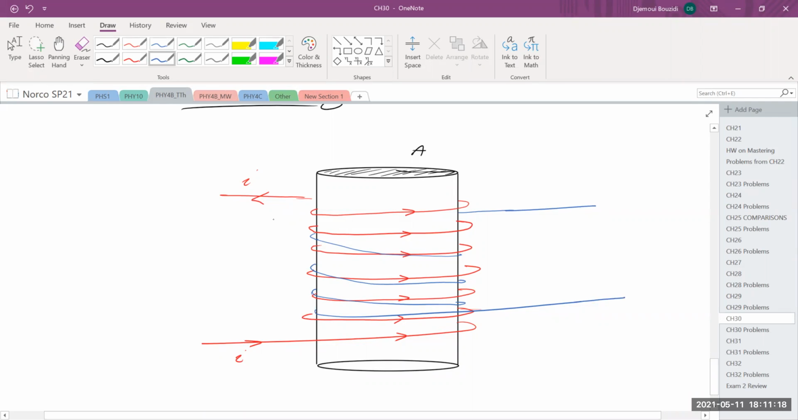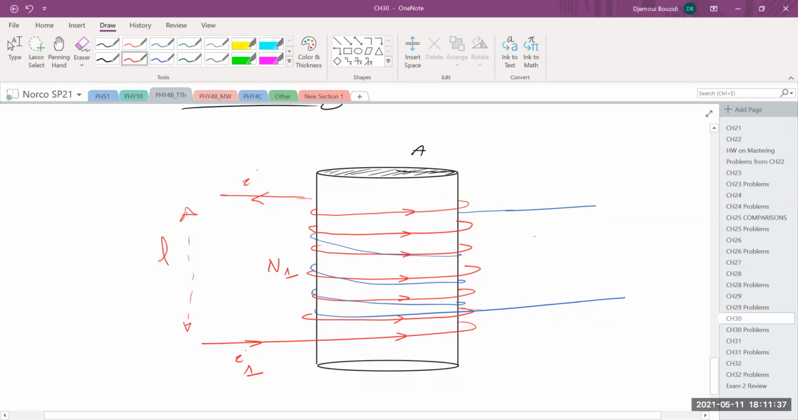The packing on the first one. So now I have to be careful with the labeling. So the red, I'm going to call it a current I1. And the number of turns in this case is going to be N1. And this length is still L.